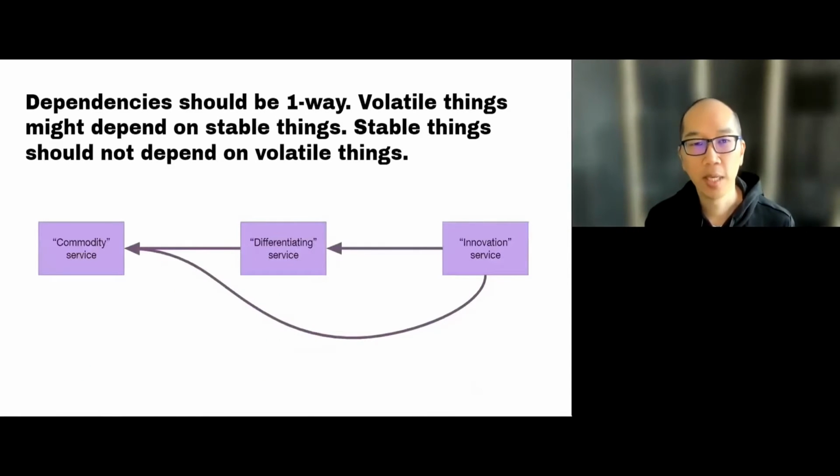The second point here is that dependency should be one way. Volatile things can depend on stable things. They don't have to, but they can depend on stable things, but stable things should not depend on volatile things. Specifically, innovation services can depend on differentiating or commodity services, and differentiating services can depend on commodity services, but differentiating services should never depend on innovation services, and commodity services should only depend on other commodity services. They shouldn't depend on any of the other two.